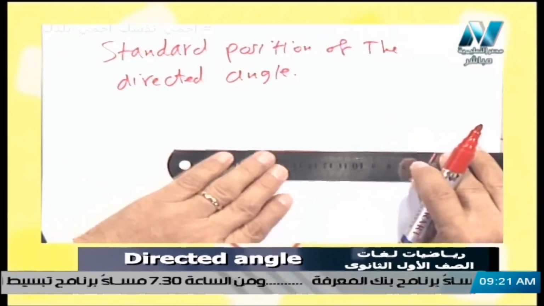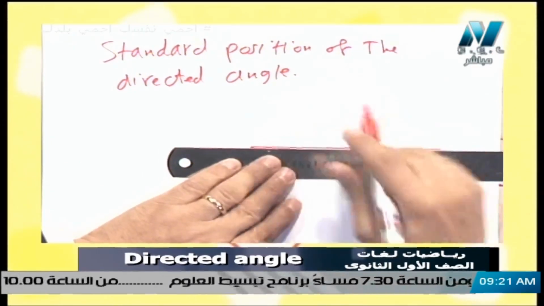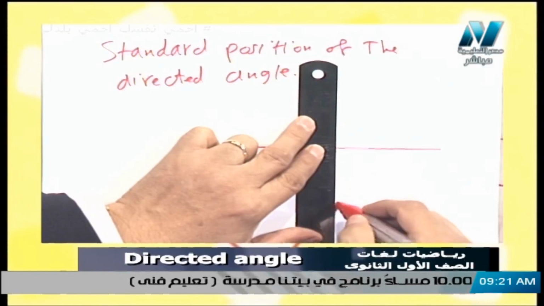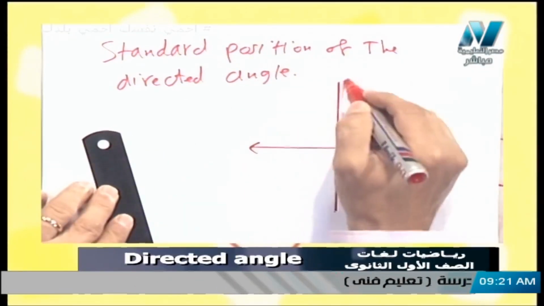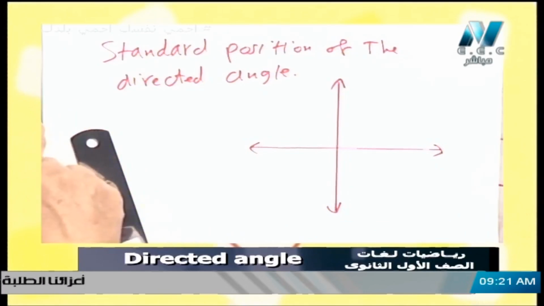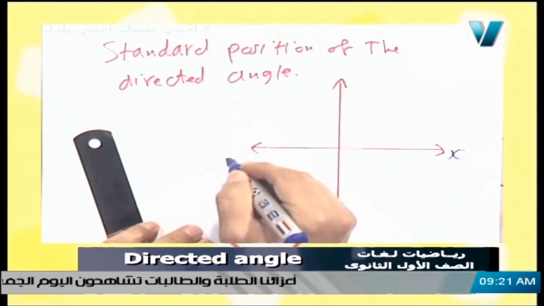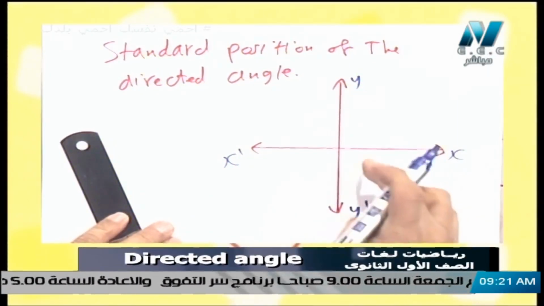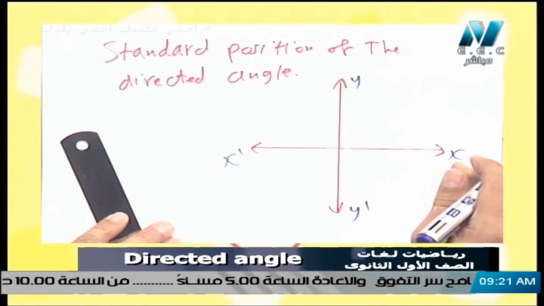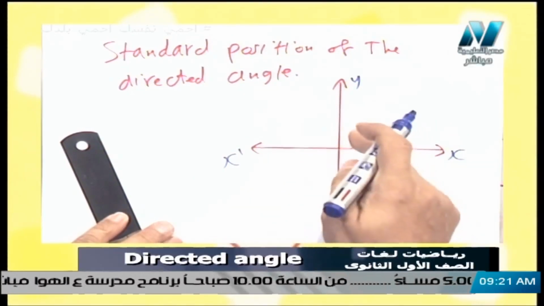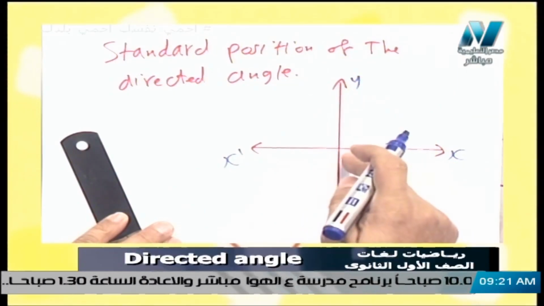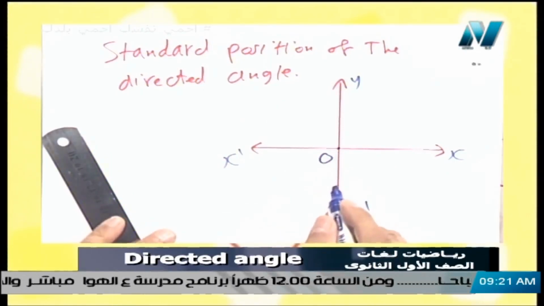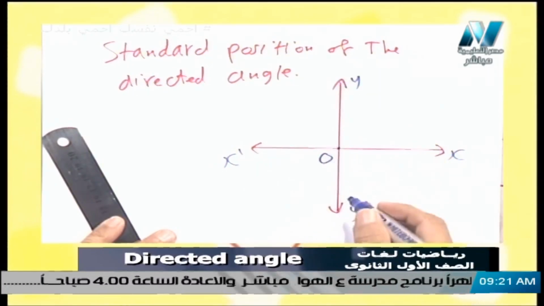We know about x, y coordinates. If we have the x-axis and also the y-axis like that, here is x, x dash or x negative, here is y and y dash. This is the positive direction of the x-axis, and this is the negative direction of the x-axis. This is the positive direction of the y-axis, and this is the negative direction of the y-axis. And we call this O. O is the origin point, which is the intersection point between the x-axis and y-axis.